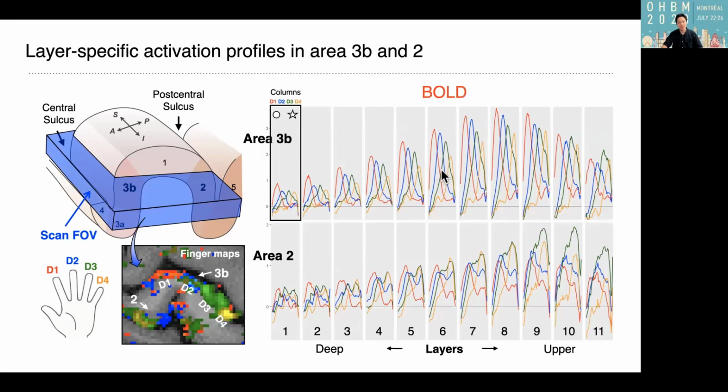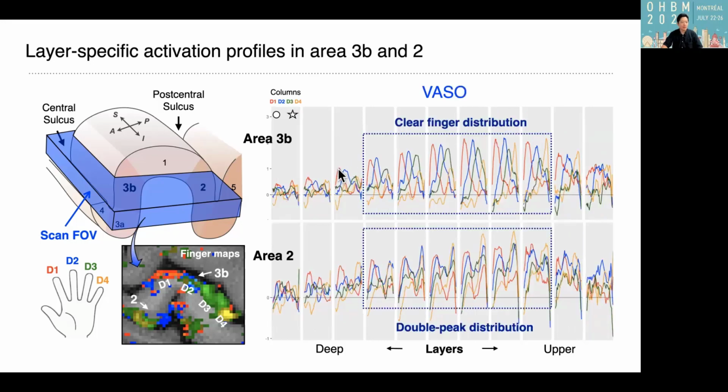This figure confirms the clear activation peaks for each finger in area 3B and a double peak pattern in area 2. But the activation pattern seems to have no difference across layers. And here are the VASO profiles. I found that the 4 finger peaks in area 3B and the double peaks in area 2 are more prominent in the middle layer rather than in all layers.